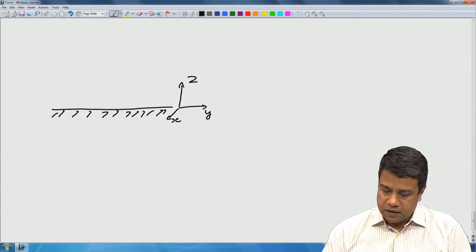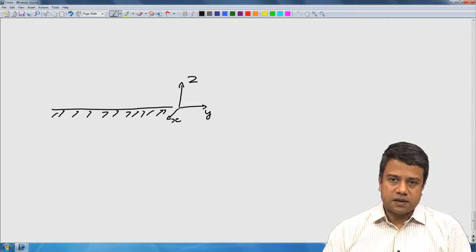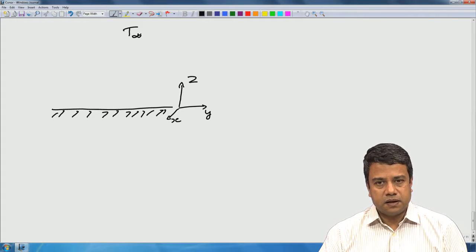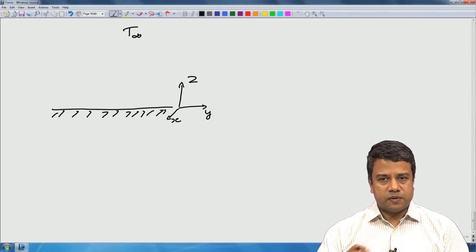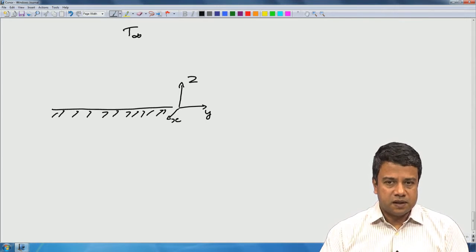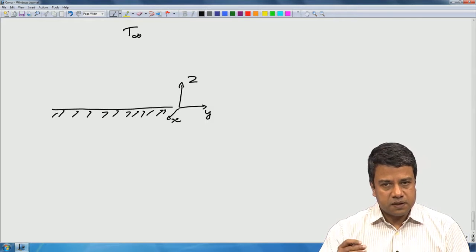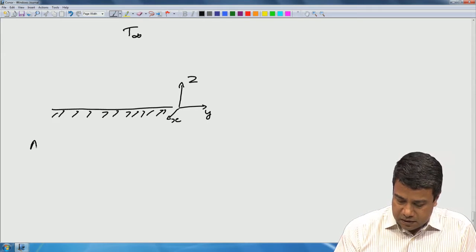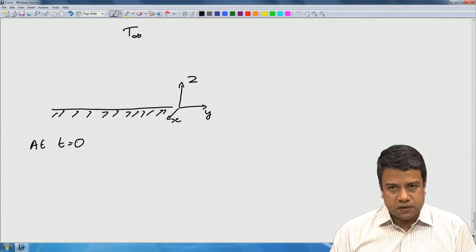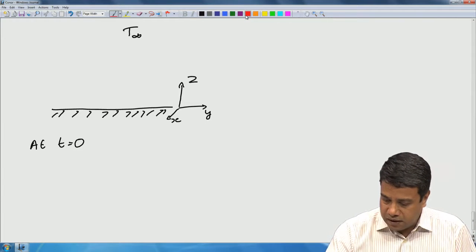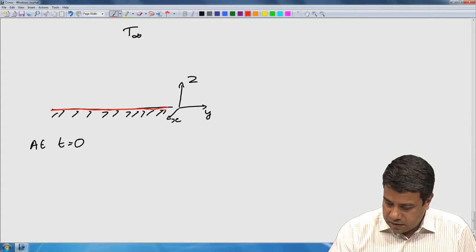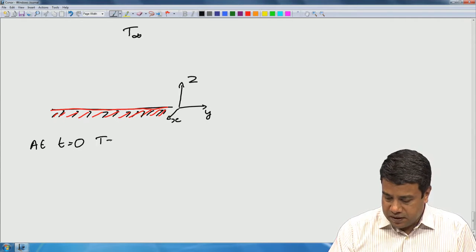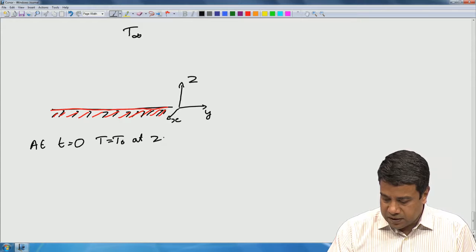We will consider a heat transfer problem first. Initially the system is prepared in such a way that the fluid temperature everywhere is equal to T infinity, let us say room temperature. At the initial time, t is equal to 0, we instantaneously heat this bottom surface and apply a different temperature to it: T is equal to T0 at z is equal to 0.